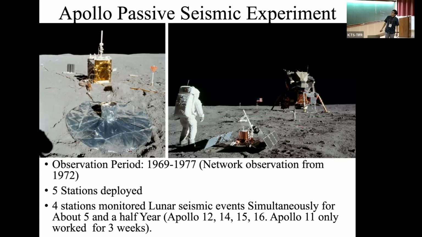The observation period was 1969 to 1977. 5 stations were deployed. Unfortunately, Apollo 11 could not survive the night, so it stopped the observation. When we say the Apollo seismic network, we mainly focus on 12, 14, 15, and 16. All of my discussion will be based on the observations of these networks.